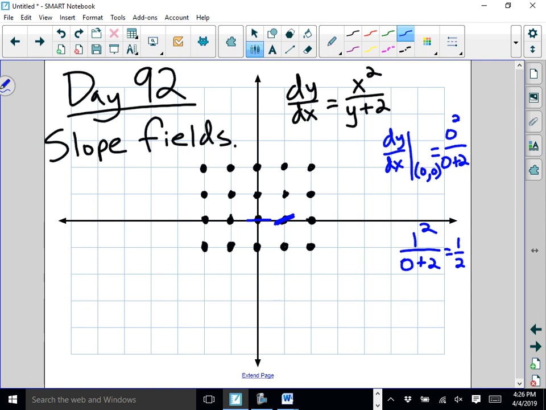Okay. How about the point 2, 0? The point 2, 0 would be 2 squared over 0 plus 2. So that would be 4 over 2, a slope of 2. Still positive, but a little bit steeper this time. And again, the slope of 2 means up 2 over 1, so I'm going to aim at this point right here and make my slope.